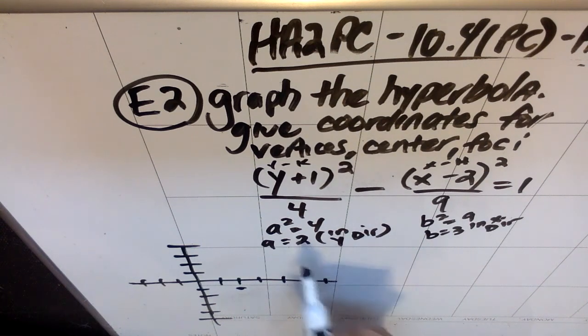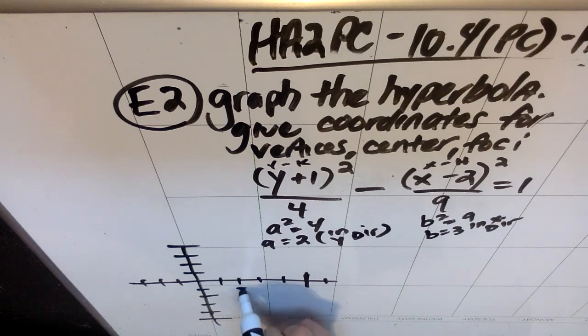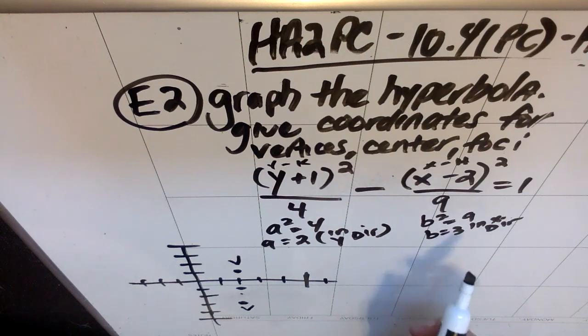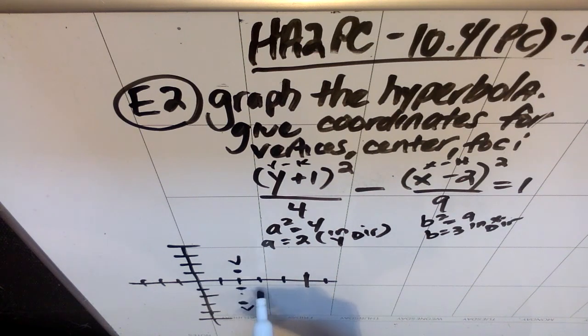From that center, I'm now going to follow directions. I'm going to go a in the y direction. Well, a is 2, so in the y direction, I'm going to go 1, 2, and I'm going to put a vertex, because the vertices are at the ends of the a. And I'm going to go 1, 2 up, and that's going to be my other vertex, and I label them with V. In the x direction, I'm going to go b units, which is 1, 2, 3 in this problem. And then I'm going to make this invisible box, just horizontal and vertical lines that hit all 4 of those spots.